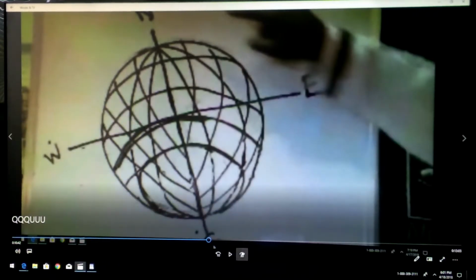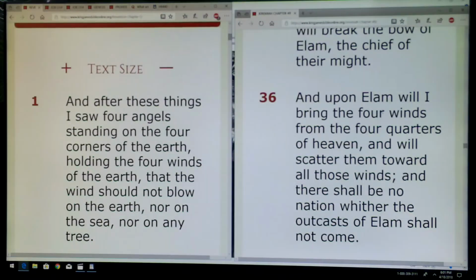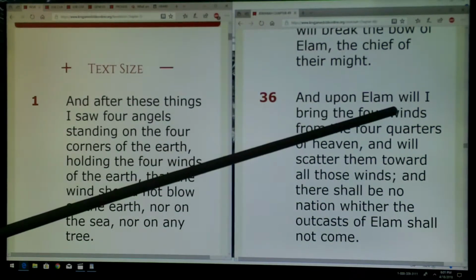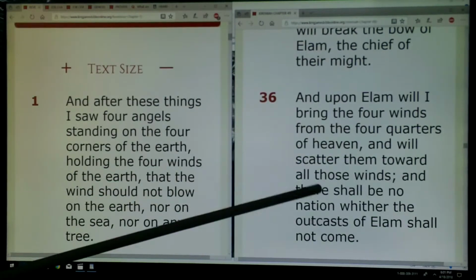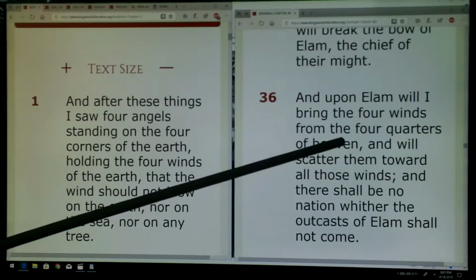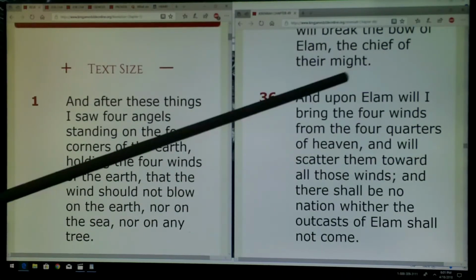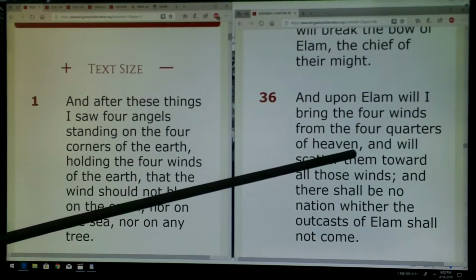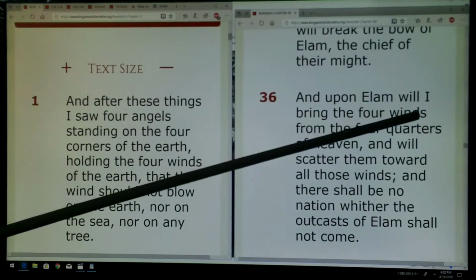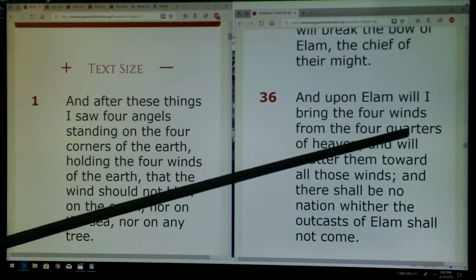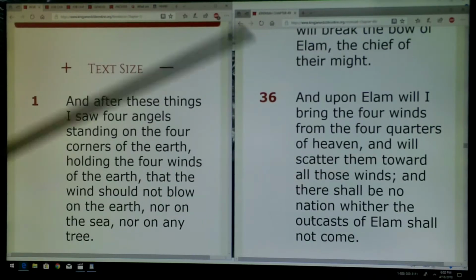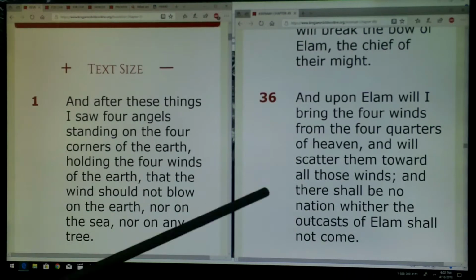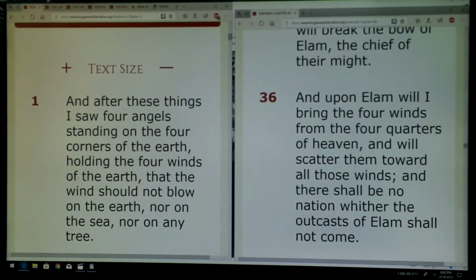Now watch, continue here, and it says no angels in there, so let's see, does it say angels? Okay? And upon Elam will I bring the 4 winds from the 4 quarters. It doesn't say angels. And now he wants to go into heaven, but it doesn't say angel. This heaven right here just means the sky. Upon Elam will I bring the 4 winds from the 4 quarters of the sky. And let's see if this is the same on both, because he said these are the same, right?